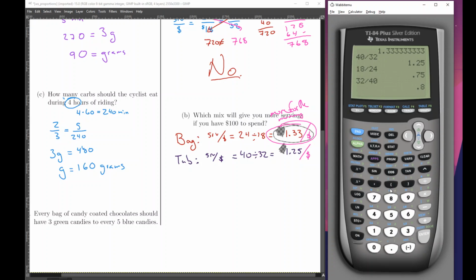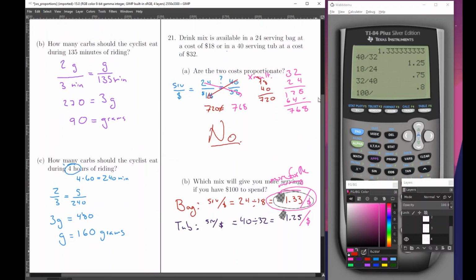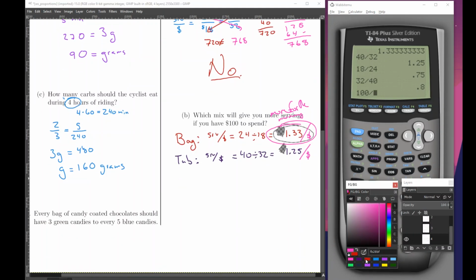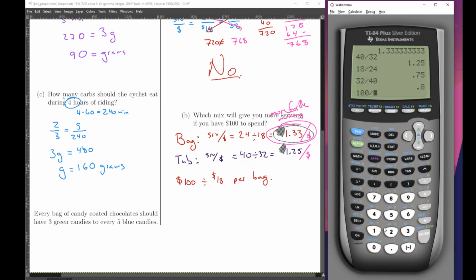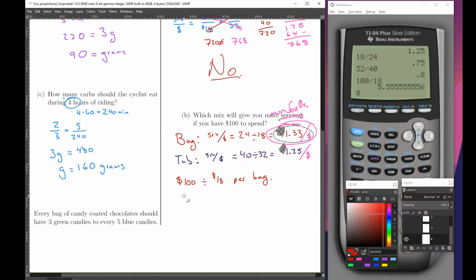But here's the kicker. $100 divided by, what was this? $18 per bag? $100 divided by $18 per bag. I've got enough to buy 5 bags. So I could walk out with 5 bags of drink mix.